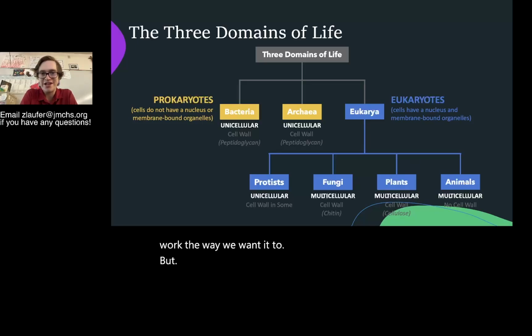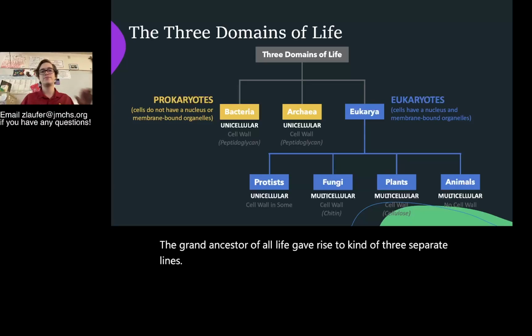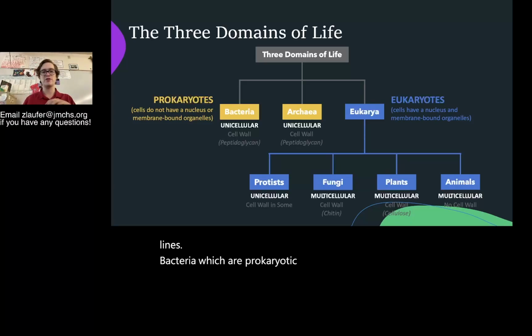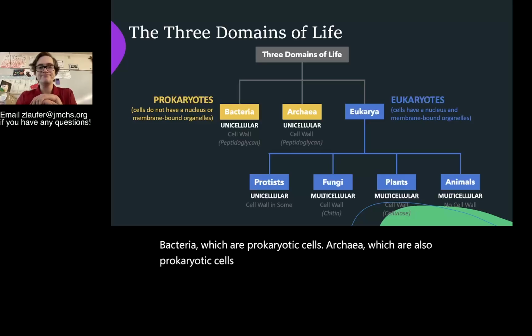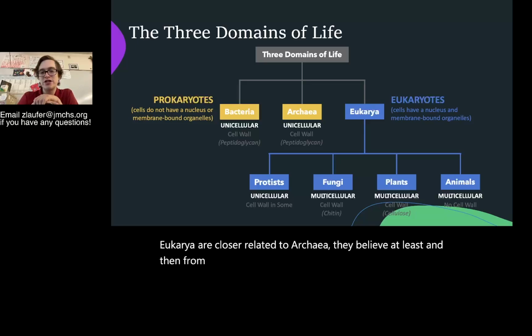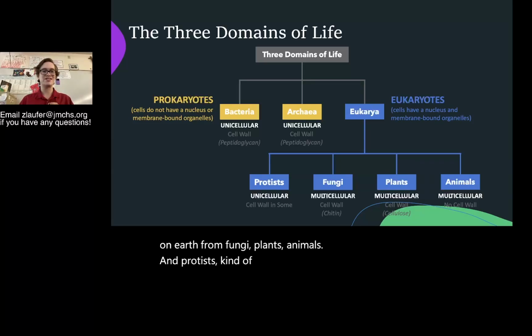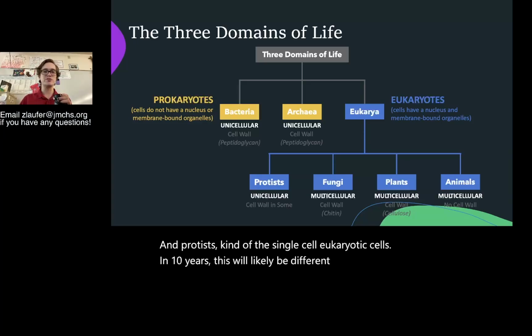But the current understanding is that the grand ancestor of all life gave rise to kind of 3 separate lines. Bacteria, which are prokaryotic cells, archaea, which are also prokaryotic cells, and then eukarya. Eukarya are closer related to archaea, they believe at least. And then from eukarya, we get the diversity of all of the life that we see on Earth, from fungi, plants, animals, and protists, kind of the single-cell eukaryotic cells. In 10 years, this will likely be different, so I wouldn't worry too much about it.